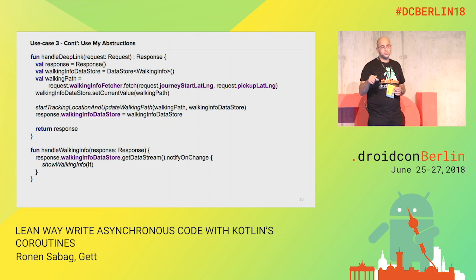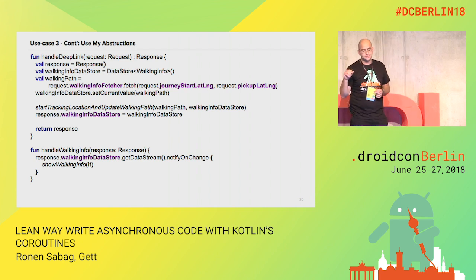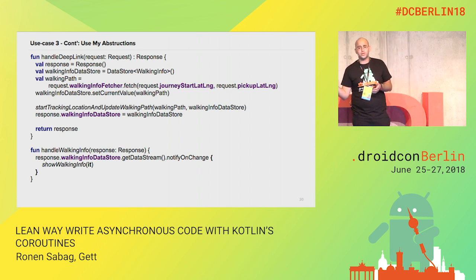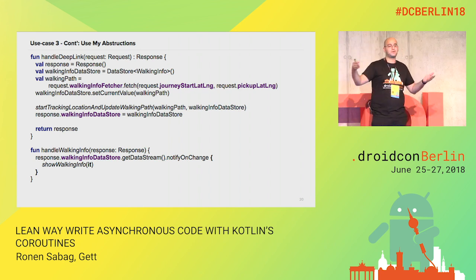But when I'm consuming these events, it looks much, much more elegant. Now all I need to do is take from the response the walking path data store, get the data stream, be notified on change, and do something with this change.